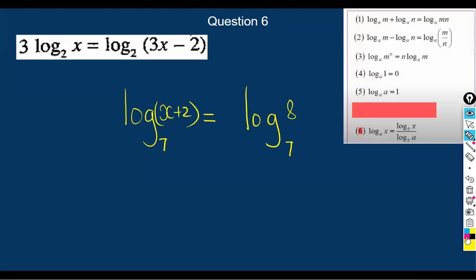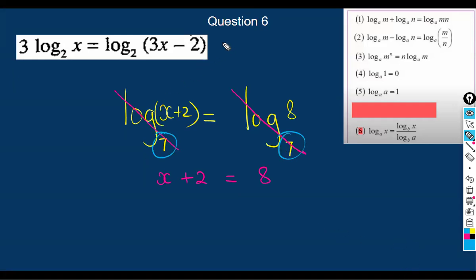Last week, I indicated that in a situation like this, the logs would cancel out, leaving you only with what? x plus 2 is equal to 8. How many of you remember that? When you have exactly two logs, one on each side with the same exact base, you're allowed to cancel out the logs. It's like a real neat shortcut.